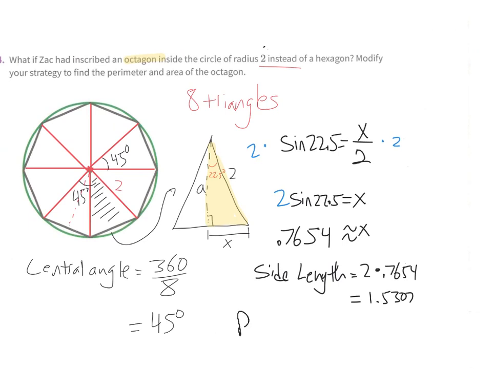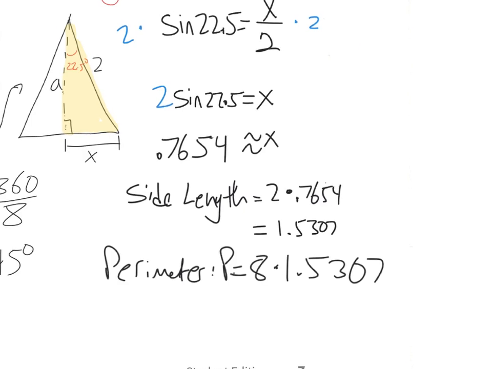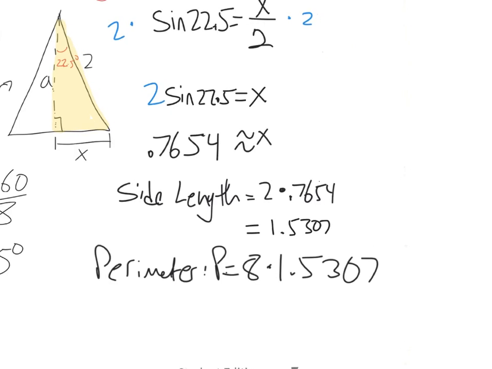And since it's an octagon, the perimeter is just going to be 8 times the side. So the perimeter, we have P equals 8 times 1.5307. And there we go. All right, and that's going to give us a total of 12.24. Okay, so we found the perimeter. We'll round that off to 12.2 inches.